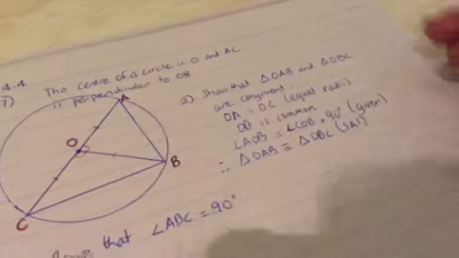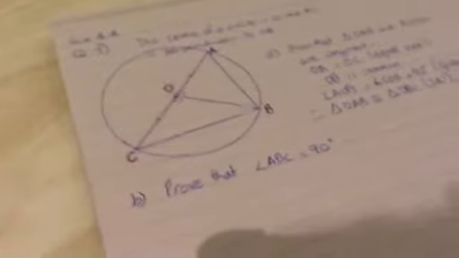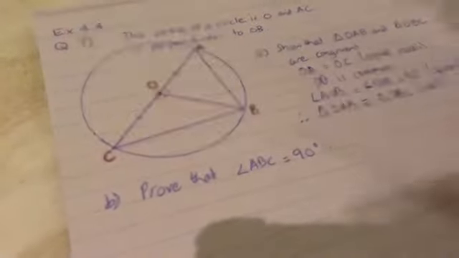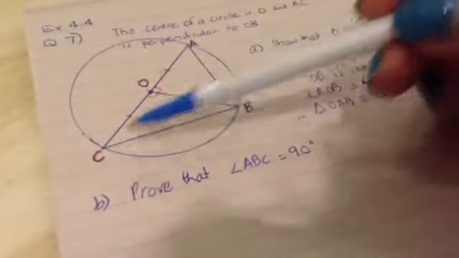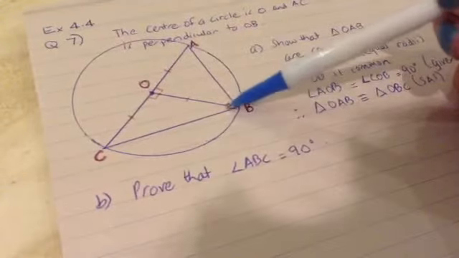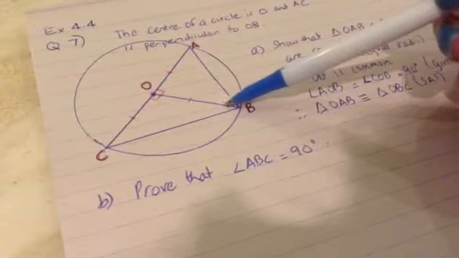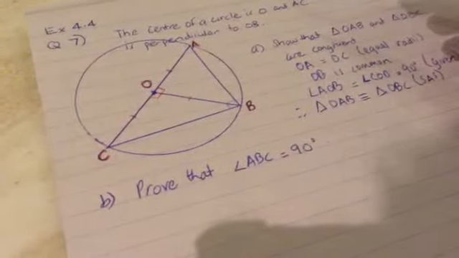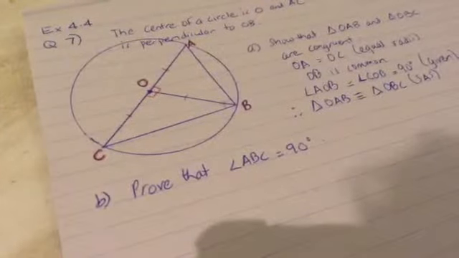That's A. Let's look at B. Still focus on the diagram. It says prove that angle ABC is 90 degrees. We have to prove that's 90 degrees. I'll just faintly mark that. Again, let's try to solve this on the diagram.